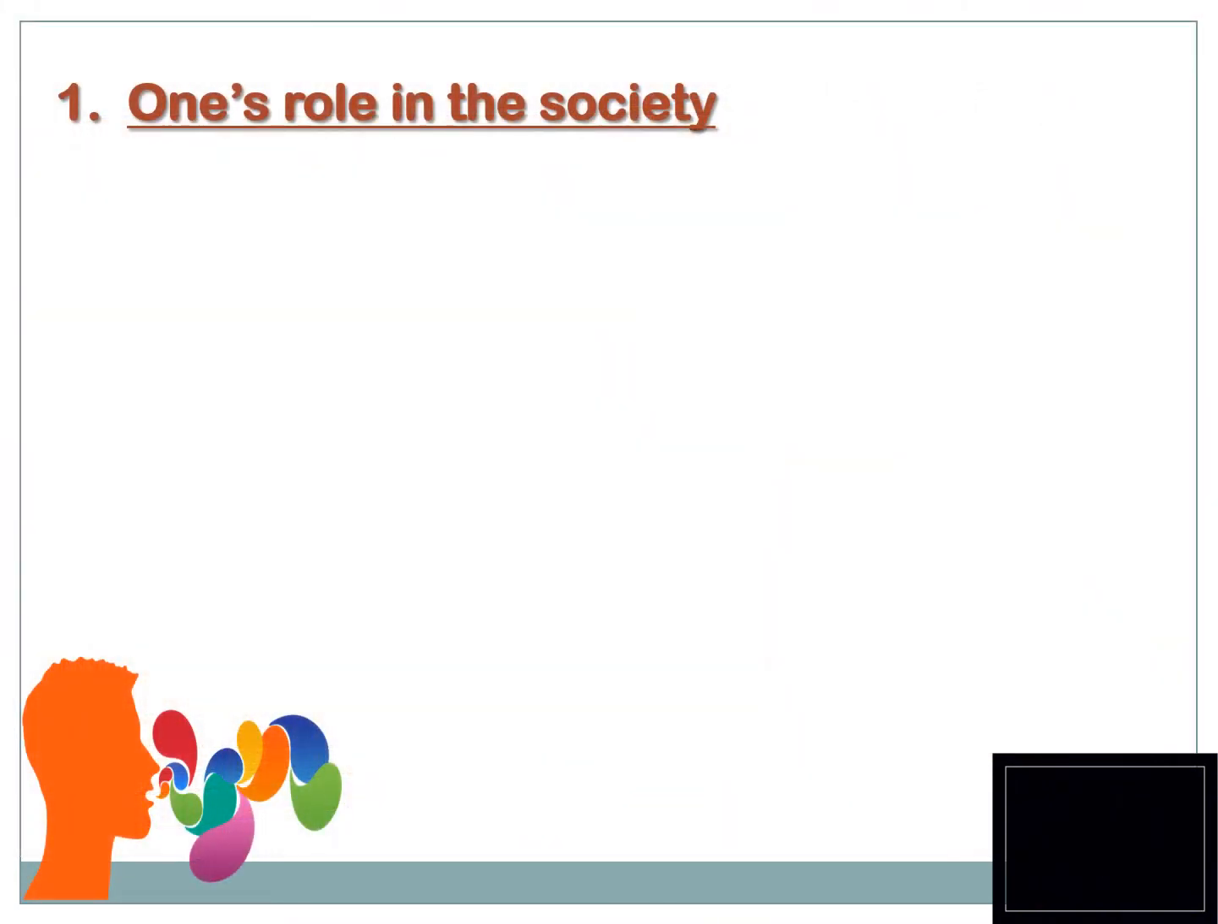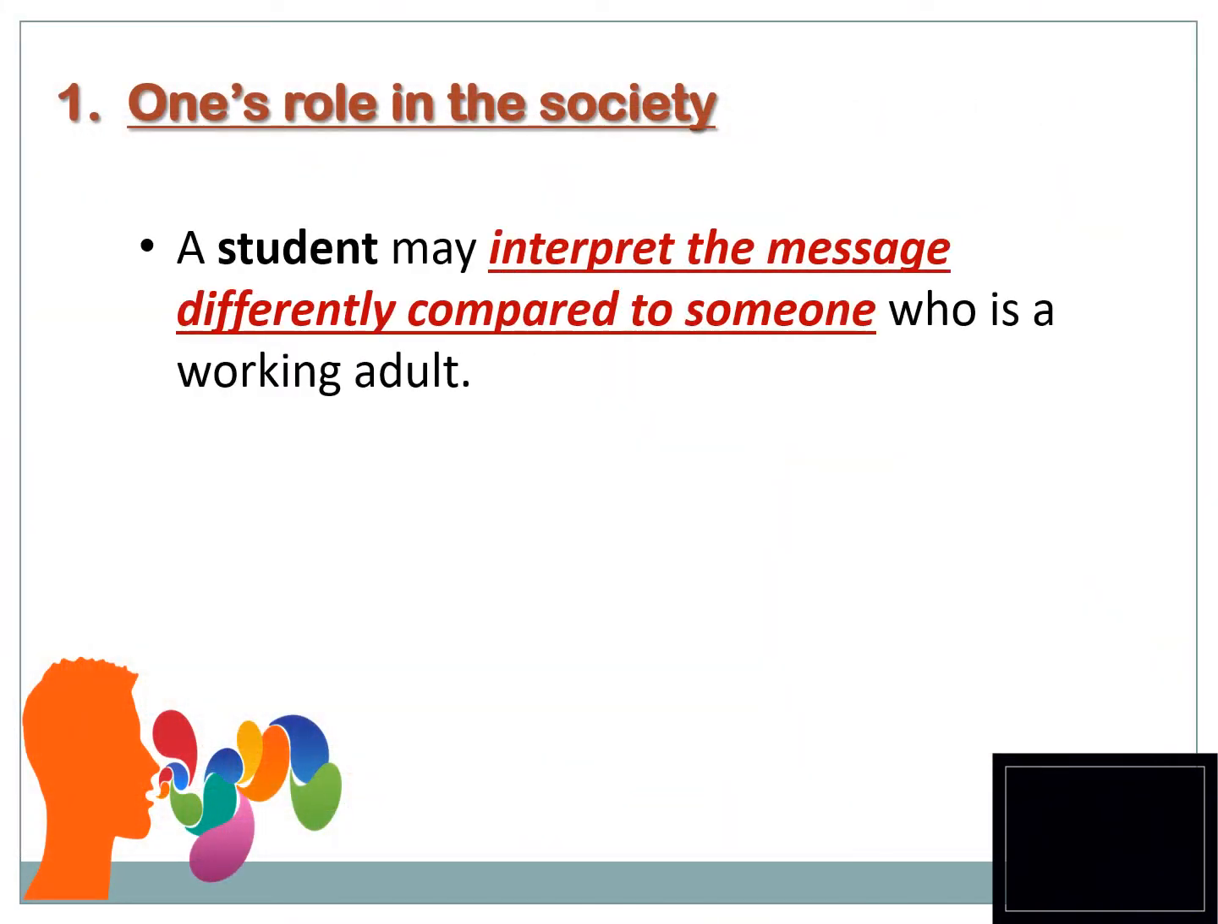Is one's role in the society. So, a student may interpret the message differently compared to someone who is a working adult. Bakit? Kasi nga, si student, konti pa lang yung knowledge niya, hindi pa ganun ka-establish. Unlike ni working adult, wherein marami na siyang na-experience bukod doon sa mga lesson na pinag-aralan niya nung estudyante pa siya. So, dito kay working adult, mas matured siya umintindi ng message, hindi kagaya ni student.